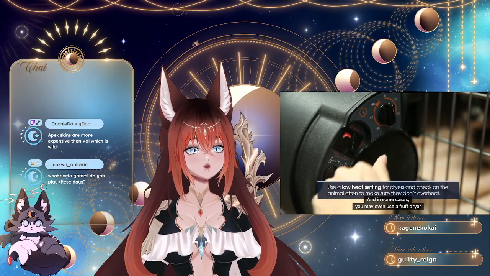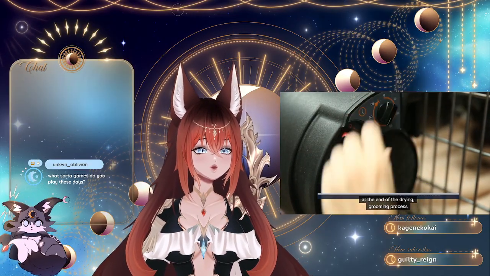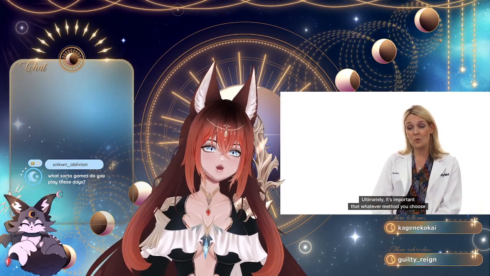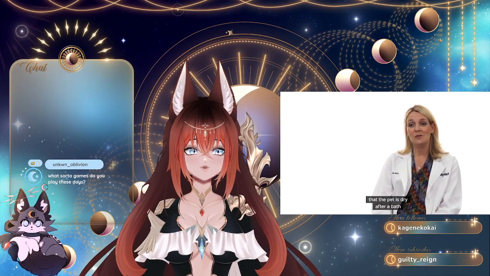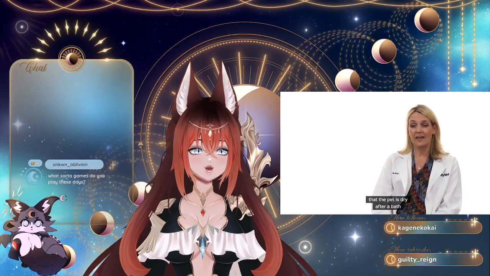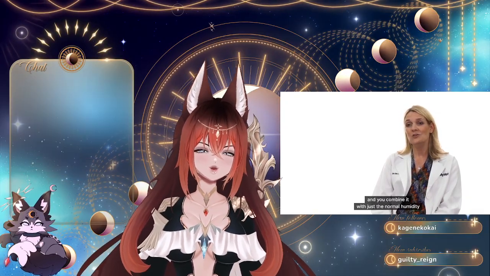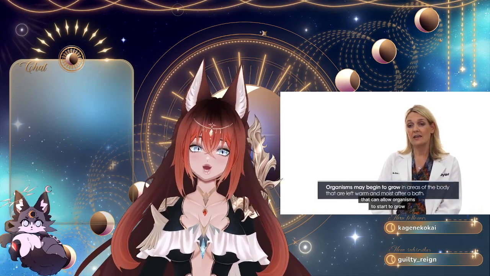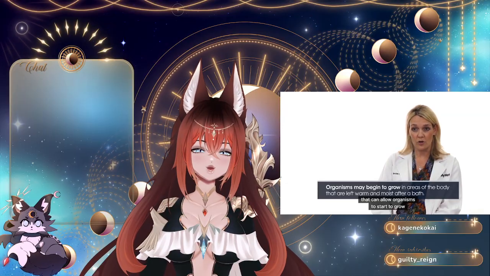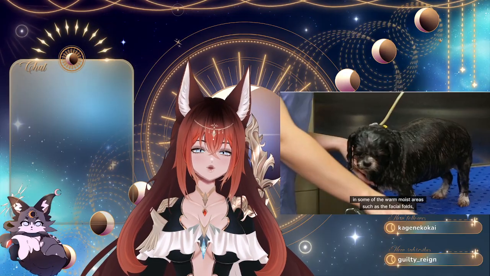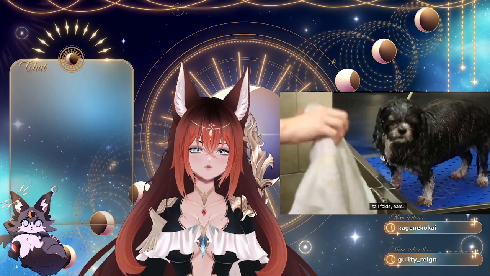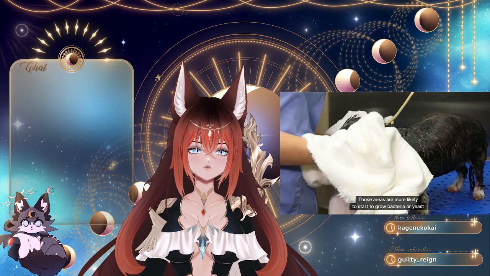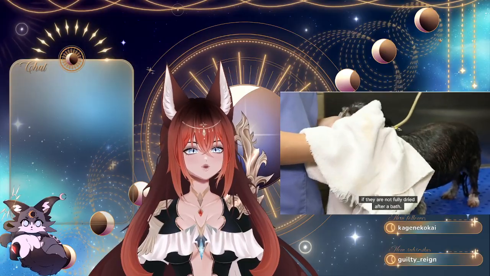And in some cases, you may even use a fluff dryer at the end of the drying, grooming process to remove some of the extra hair and fluff up the coat. Ultimately, it's important that whatever method you choose, the pet is dry after a bath. When you leave moisture on the skin and combine it with the normal humidity and heat that will arise from their body heat, that can allow organisms to start to grow in some of the warm, moist areas, such as the facial folds, tail folds, ears, underneath arms, between toes. Those areas are more likely to start to grow bacteria or yeast if they are not fully dry after a bath.